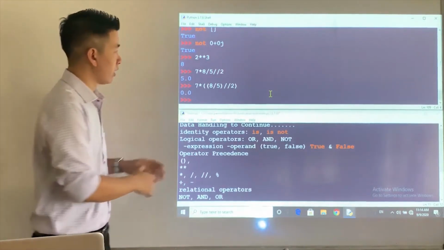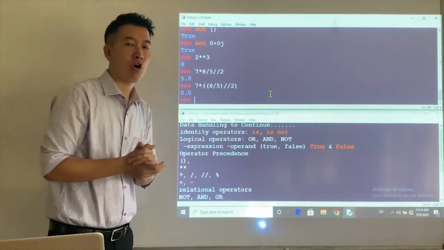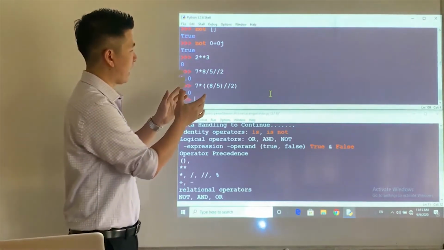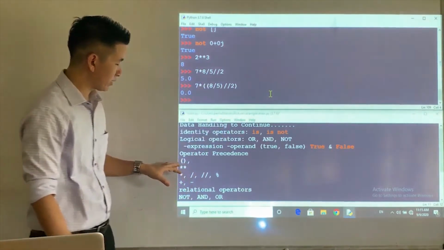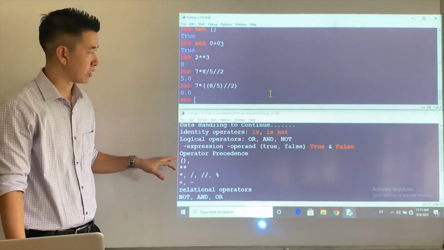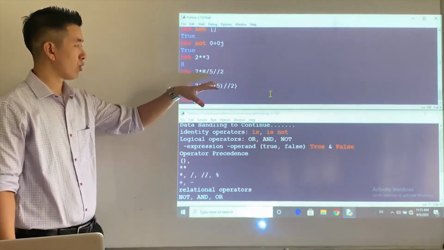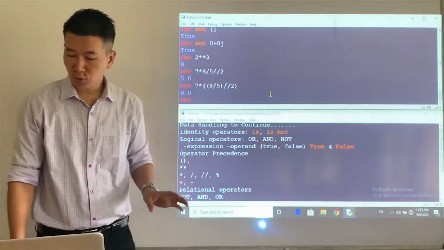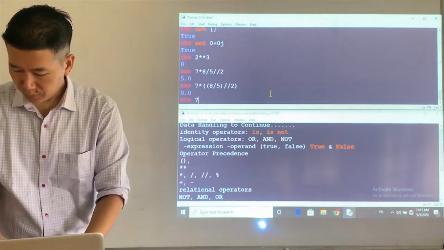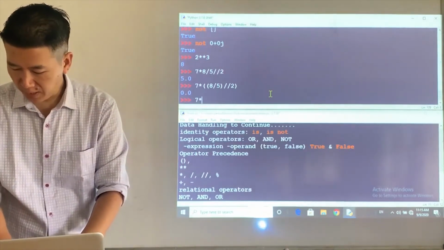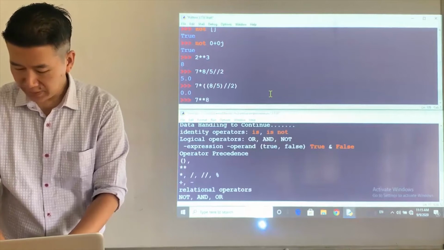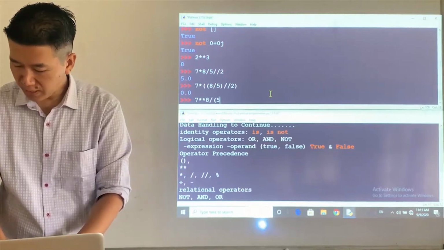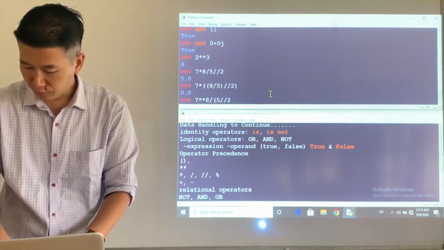So now here there is a shuffle in the order. The reason is I have the brackets, and the brackets need to be resolved first, right? Hence there is a shuffle, so you have a different answer. So let's take one more example. 7 multiplied by, let's say you have 8, and then you have 5, and then you have 2, right?